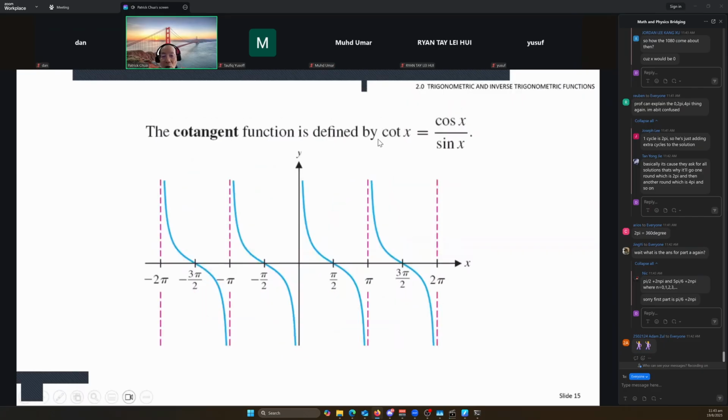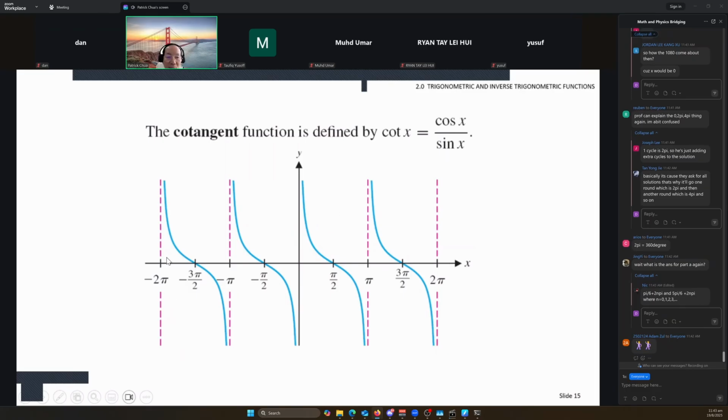And then a cotangent waveform. Cotangent is cosine over sine. So a cotangent waveform also has asymptotes. The cotangent waveform will never cut through the asymptote. It will approach the asymptote, at infinity still approaching, but never touch the asymptote.